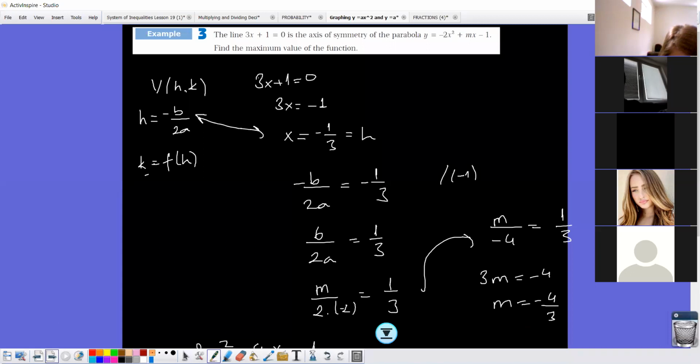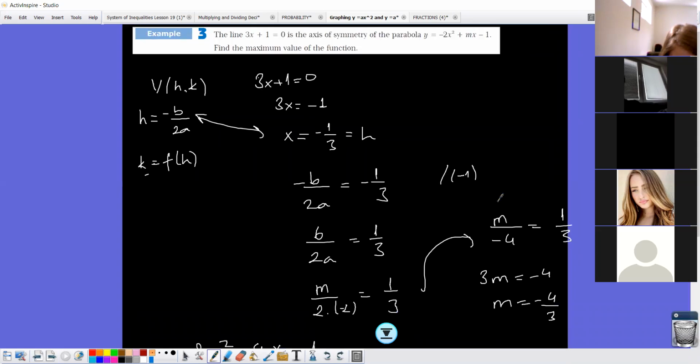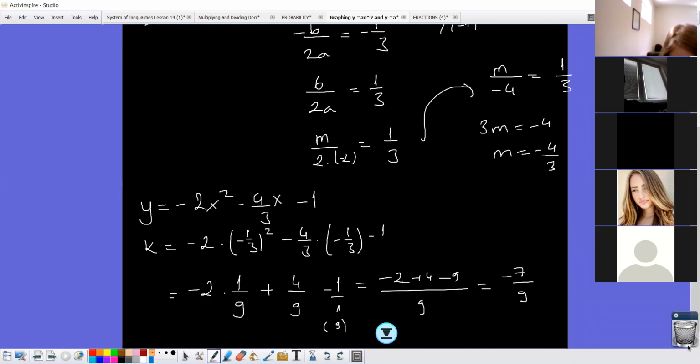If it is okay, I will continue to the next one. The minimum value of the function y is equal to x. Can you go to the previous one and a little bit down to take a screenshot? Thank you, teacher.